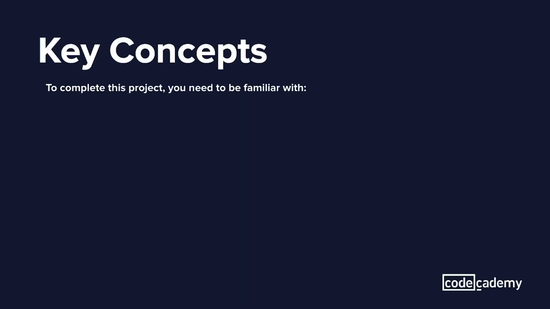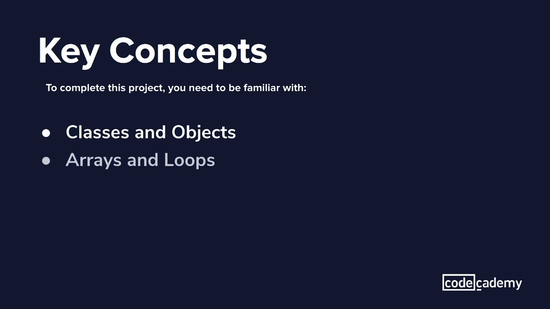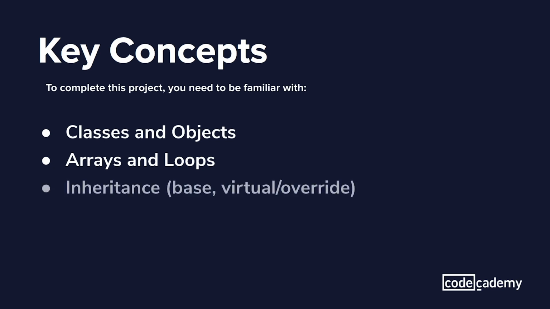In order to complete this project, you should be familiar with classes and objects, how to create a class, how to instantiate an instance from the class. You should also know how to work with arrays and iterate over arrays and values. And lastly, we're going to be using inheritance, so you should be at least familiar with inheritance and using certain keywords like base, virtual, and override in order to actually pass methods from a subclass to a derived class. So without further ado, let's go ahead and get started.